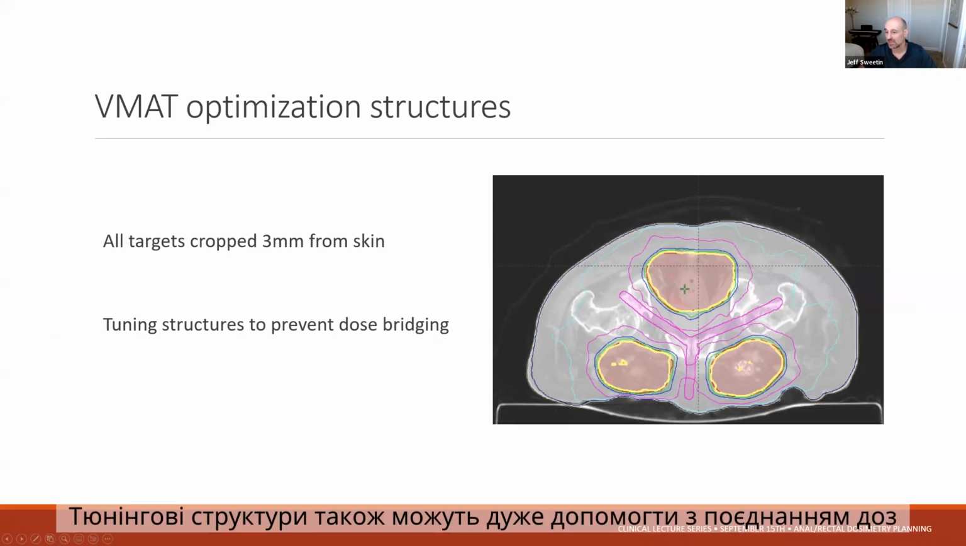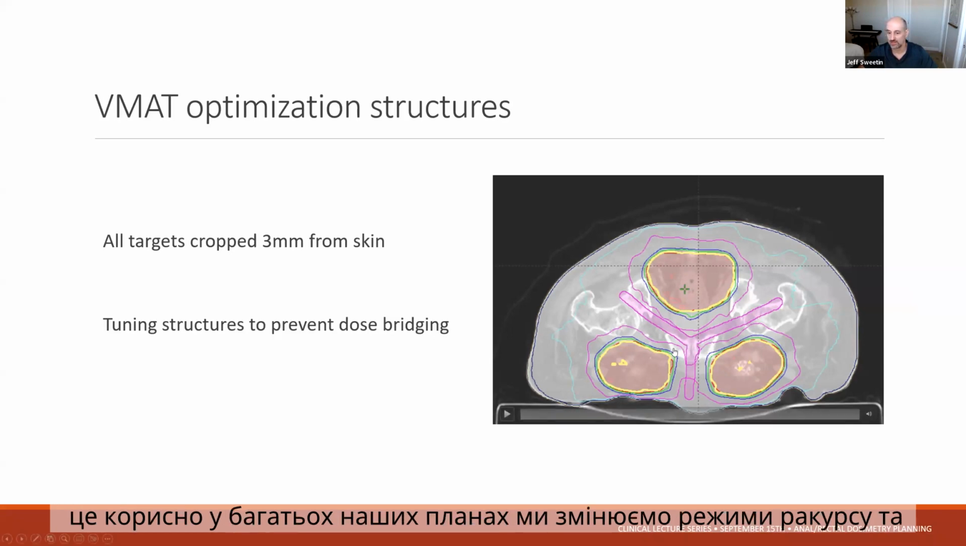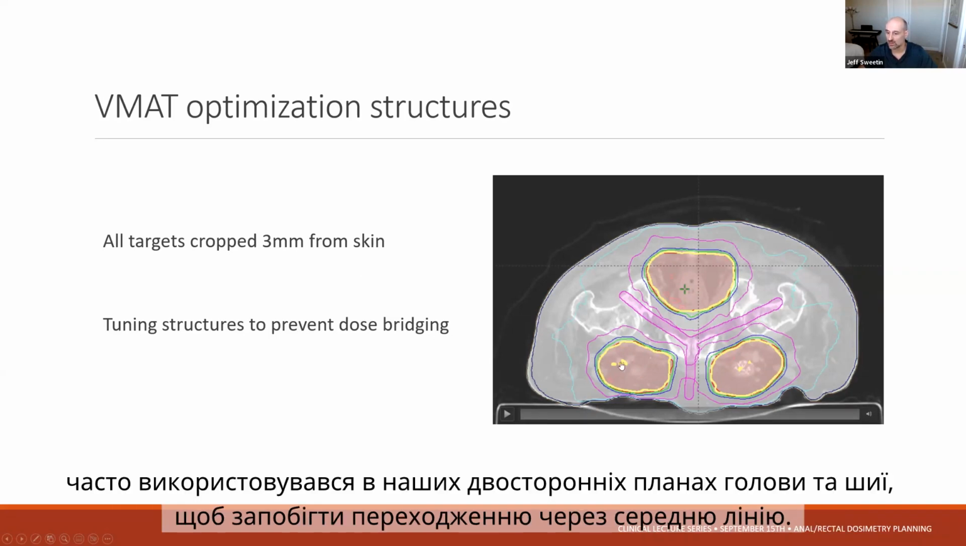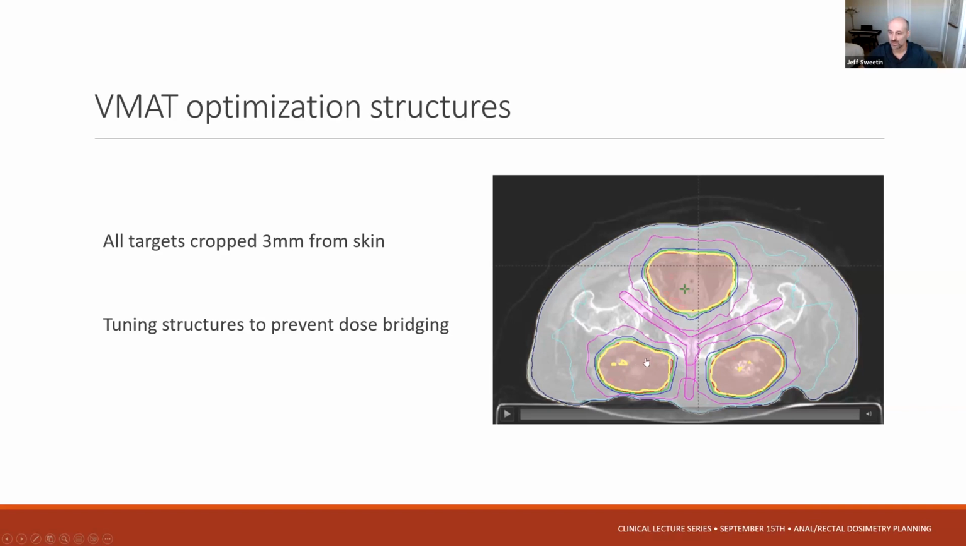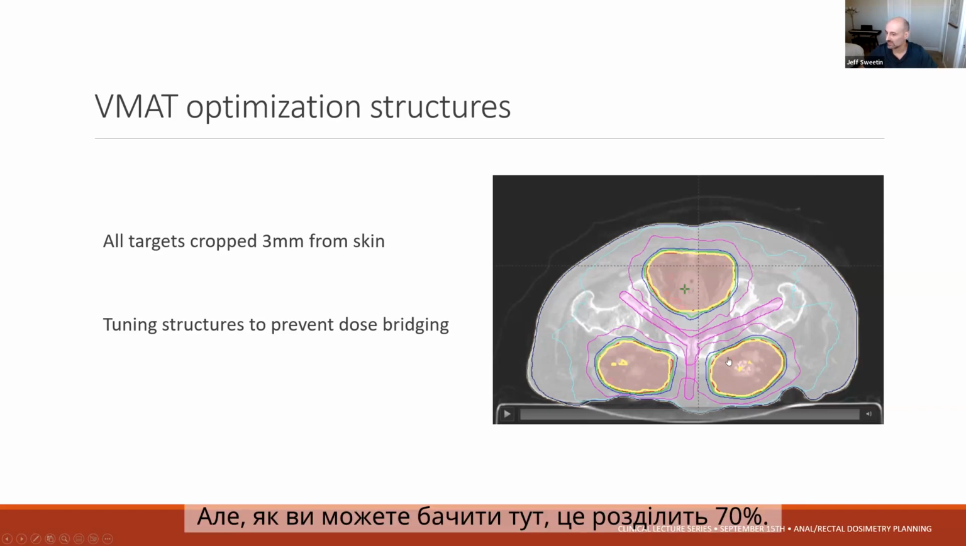Tuning structures could also help a lot with preventing dose bridging. This is useful in a lot of our plans where we're treating the inguinal nodes. And so we'll draw an avoidance area between the two volumes. These are used a lot in our bilateral head and neck plans to prevent dose bridging over midline. But as you can see here, it's able to separate the 70% dose line in pink.